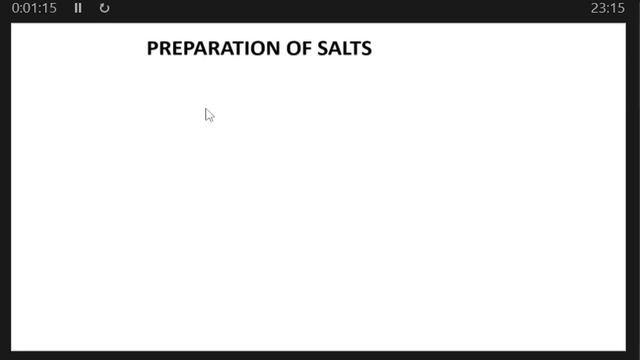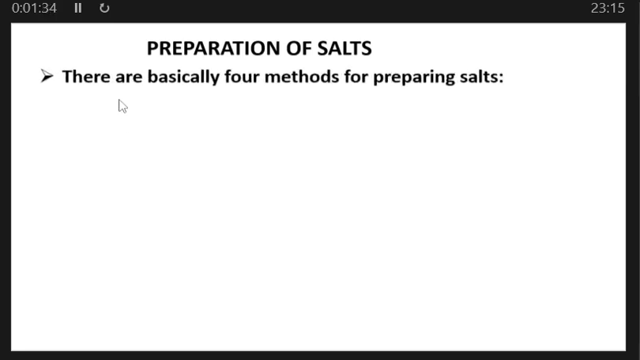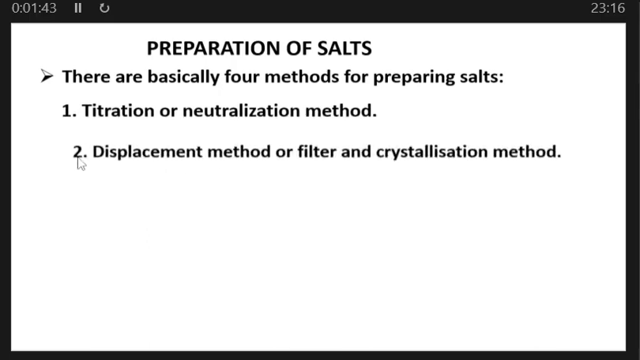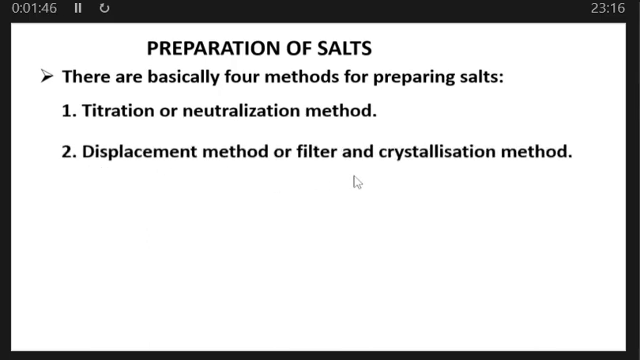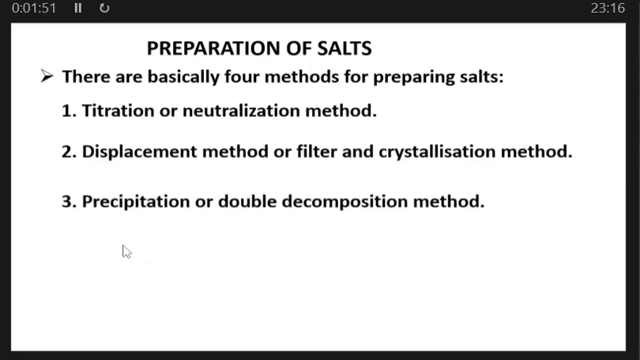All right, so we are going to do a quick revision of what we did. If you remember in the previous video, if you never watched it, the link is here, you can click and watch. In the previous video we looked at the preparation of salts, and we ended on the methods for preparing salts. We said there are basically 4 methods of preparing salts: number 1, titration or neutralization method; number 2, displacement method or filter and crystallization method; number 3, precipitation or double decomposition method; and number 4, direct synthesis method.